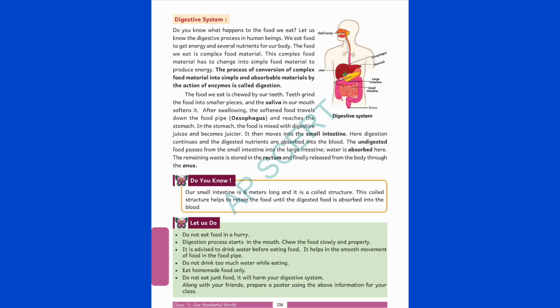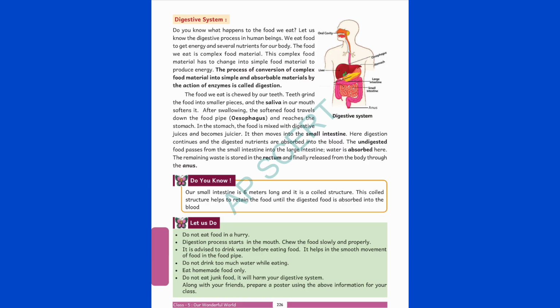It then moves into the small intestine. Here digestion continues, and the digested nutrients are absorbed into the blood. The undigested food passes from the small intestine into the large intestine. Water is absorbed here. The remaining waste is stored in the rectum, and finally released from the body through the anus.